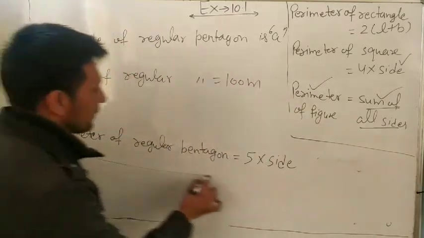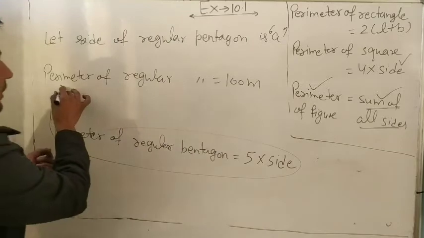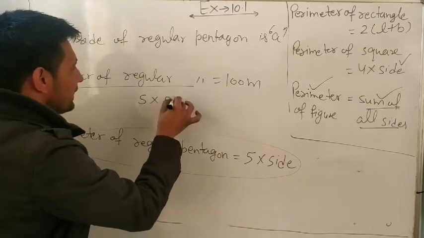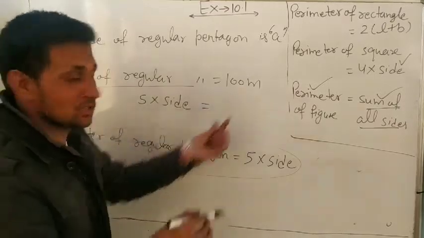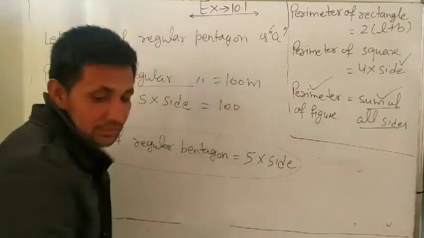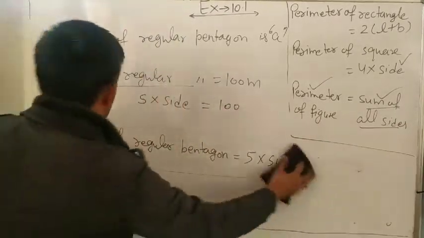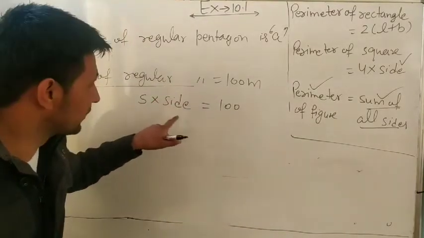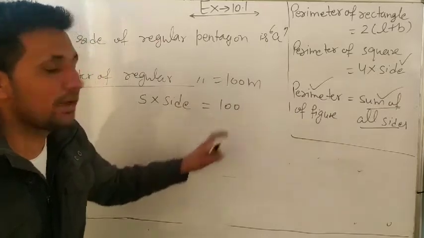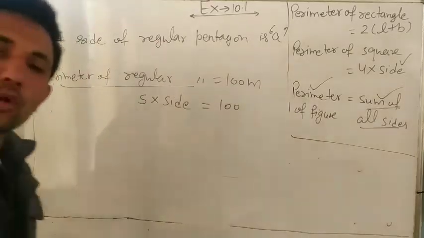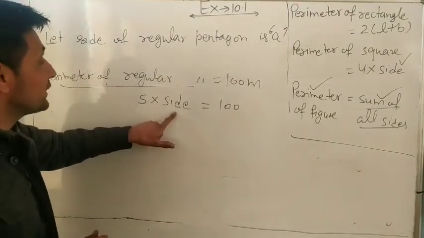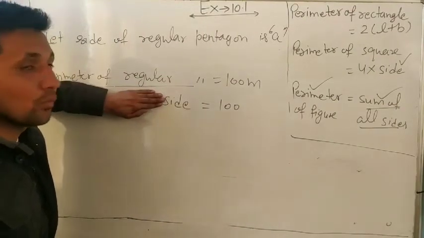And everyone knows the perimeter of a regular pentagon is how much? 5 into side. It is also the perimeter, which is 100. We only put in the formula: perimeter of a regular pentagon is 5 into side, and it is equal to 100 given. Now we want to find the side again. If we want to find the side, we have to remove 5. How will you remove 5?